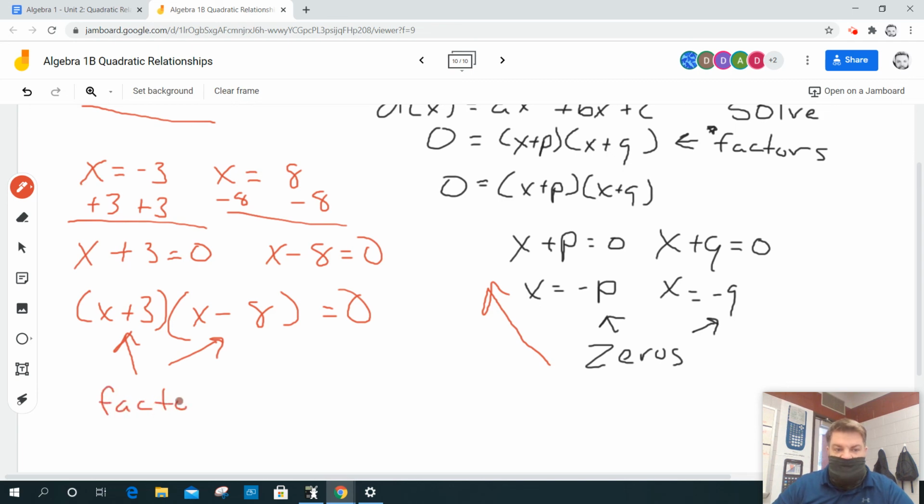Now, if they wanted to know the polynomial, we would just keep on that process. We would multiply that out, and that would tell us what the quadratic was. But for now, that's all they want, is this stuff right here. Okay? That's all they want.